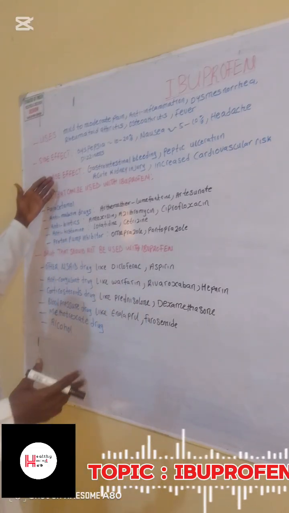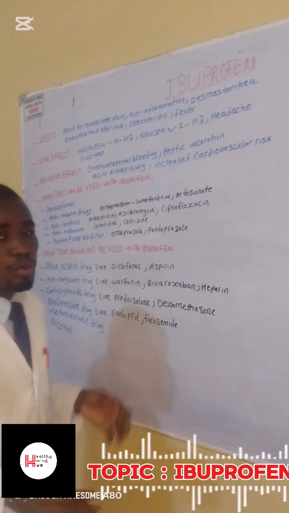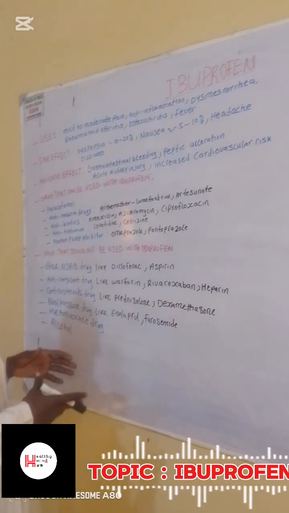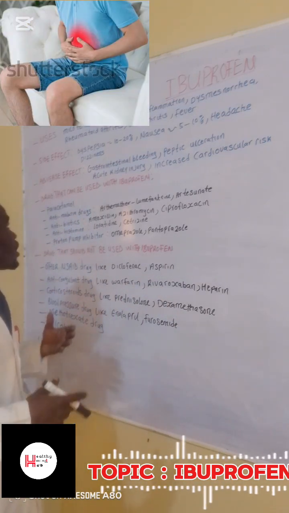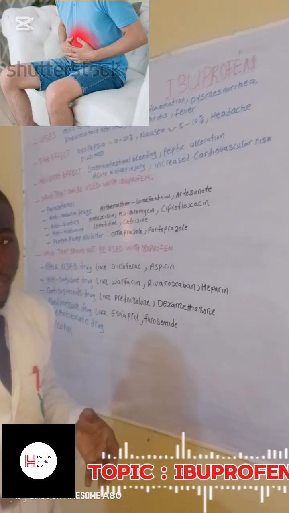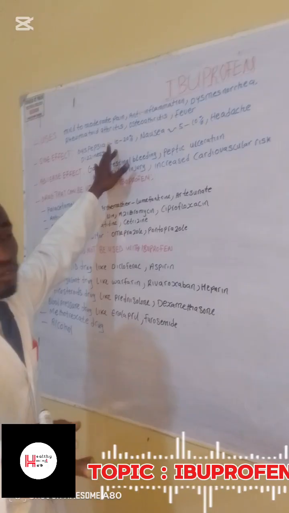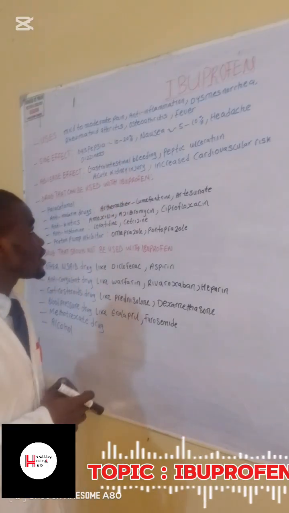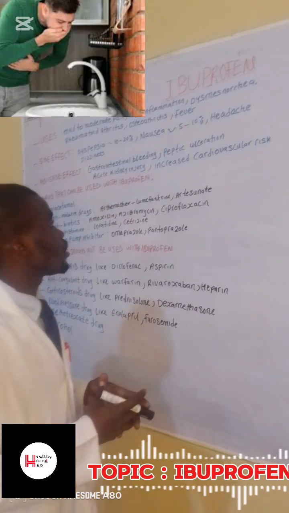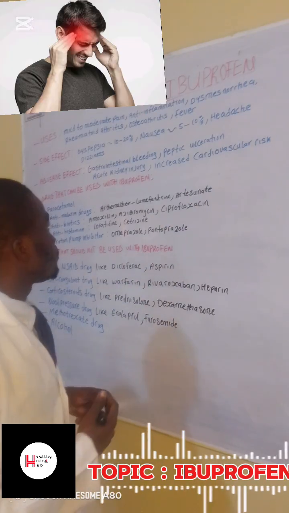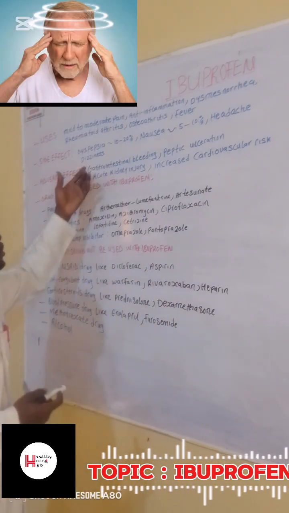And so what are the side effects of ibuprofen? The most common side effect is dyspepsia, that means stomach pain that is due to indigestion. The percentage according to pharmacovigilance is 10 to 20%, and nausea is about 5 to 10%, while other side effects are headache and also dizziness.